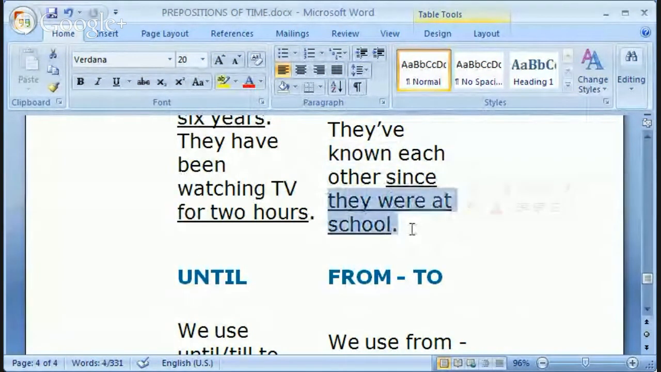Okay. All right. So it's not a very specific time. It's a little more vague, but we can still use since.